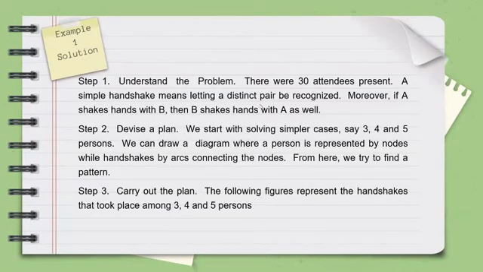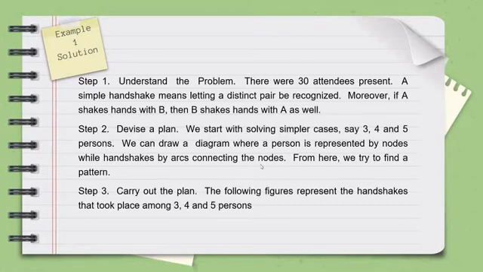Step number 1 is understand the problem. Okay, so you try, in the problem, there were 30 attendees present, so you can write it. No, you don't need to write every word. Okay, so meaning, say a simple handshake means letting a pair be recognized. Moreover, we can say that if A shakes hands with B, then B shakes hands with A as well, diba?